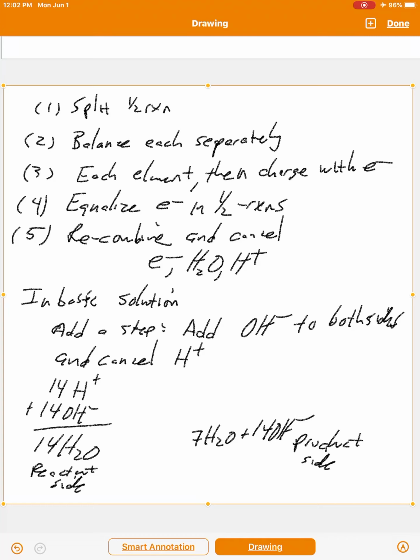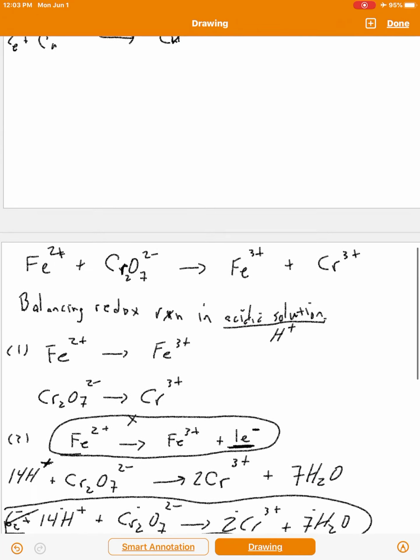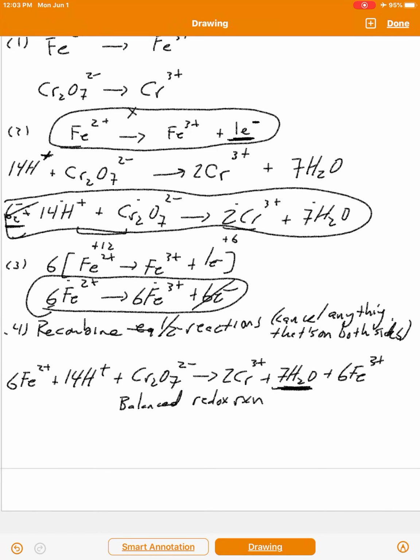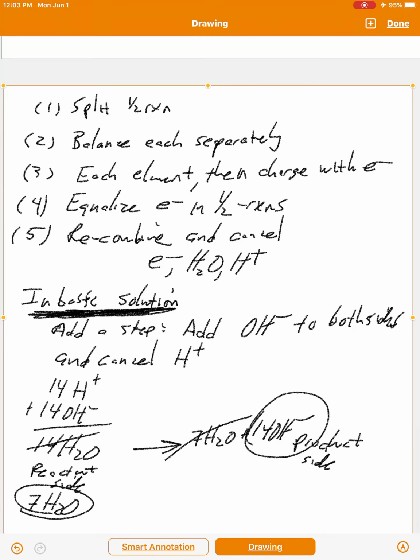So look what happens to the water. We now have 7 waters on the product side and 14 on the reactant side. So 7 of those are going to cancel. So overall, you would have 7 waters on the reactant side and 14 OH minus on the product side. It's kind of cool. All right, so that's if it's in basic solution. That's if it says that it's being balanced in basic solution. If it's being balanced in acidic solution, you don't have to go through that final step. In acidic solution, you're going to have H plus on the reactant side. In basic solution, you'll have OH minus on the product side. And there you go.